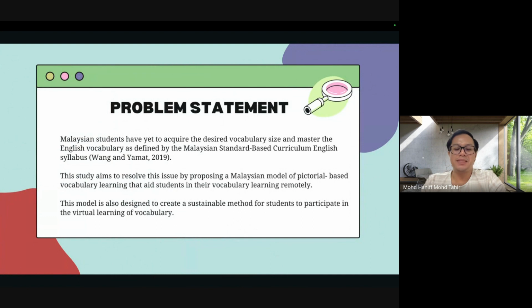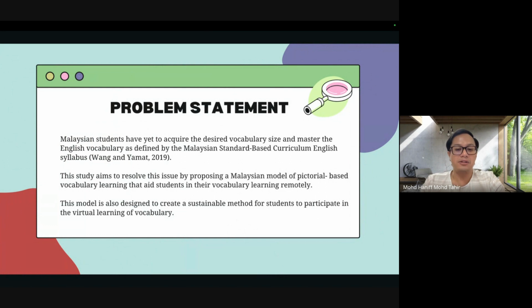Next is the problem statement. Malaysian students have yet to acquire the desired vocabulary styles and master the English vocabulary as defined by the Malaysian Standard-Based Curriculum English Language Syllabus, as stated by Wang and Yamat in 2019. Therefore, this study aims to resolve this issue by proposing a Malaysian model of pictorial-based vocabulary learning that aids students in their vocabulary learning remotely.